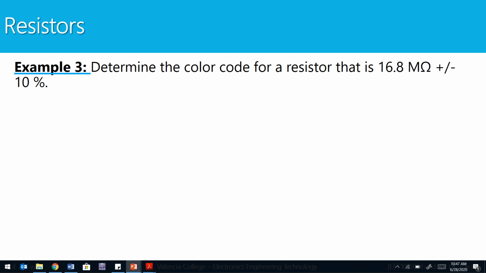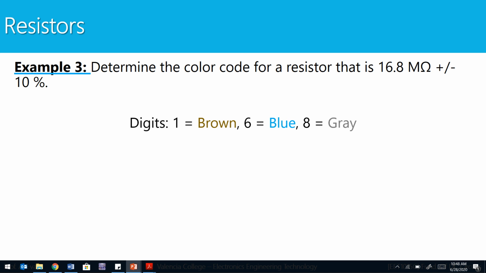In the third example, we're going to go backwards. We're going to determine the color code for a resistor that is 16.8 mega ohms plus or minus 10%. So I'm going to start by looking at the value of the resistor at 16.8 mega ohms. I have a 1, a 6, and an 8. That's 3 digits. So I have to figure out the digits. A 1 would give me brown, 6 would give me blue, and 8 would give me gray. So I know that my first 3 colors are brown, blue, and gray.